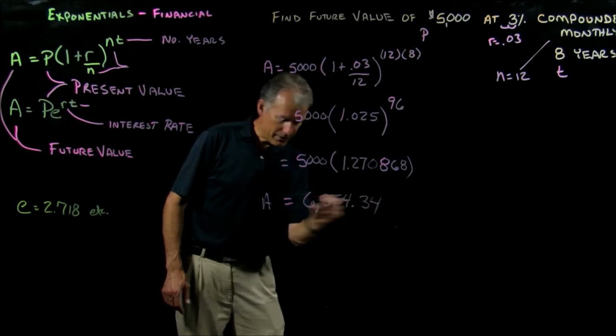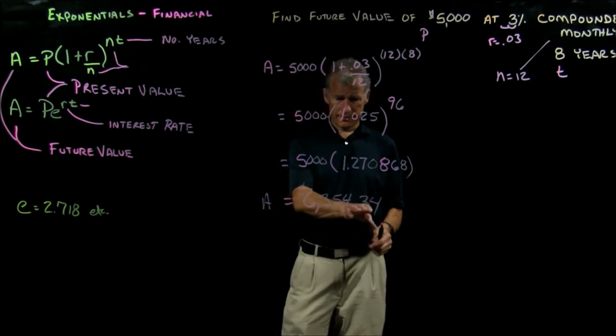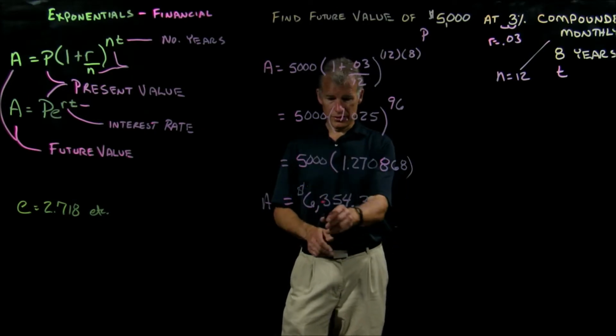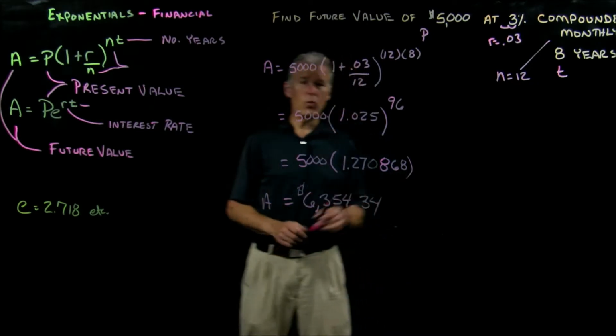So now multiplying those out, the future value is equal to $6,354.34. If I didn't carry as many numbers out here, I really couldn't justify telling you how many cents it is. So you can see here we have 6 places, so it looks like we carried just 1 extra decimal in there.